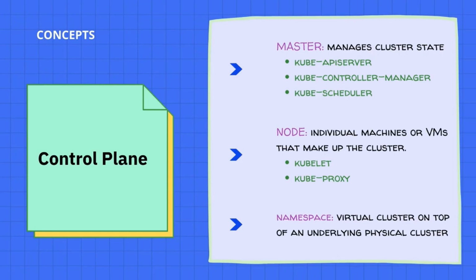Then we have the nodes. These nodes are actually the individual machines or virtual machines that make up the cluster. In nodes, we have kubelet and we have kube-proxy. Kubelet is responsible for communication between the master and the running node. And finally, we have the namespace. Namespace is a virtual cluster on top of an underlying physical cluster.